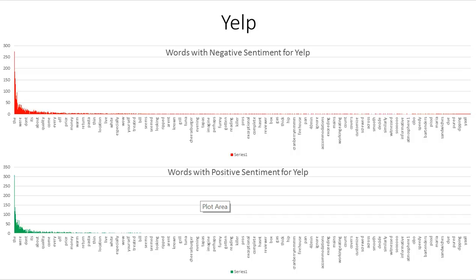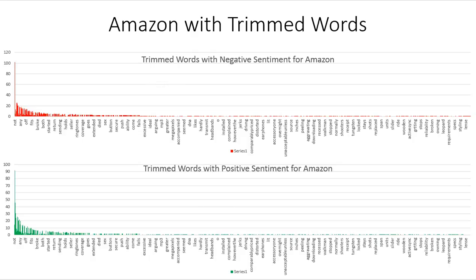Our next 3 slides of data are going to show the same negative and positive sentiment of words in each database. However, it'll be with the trimmed words, which we did by finding the minimum of the 2 of positive and negative sentiment of each word divided by the sum of the positive and negative sentiments. And then if that was less or greater than 0.3, we trimmed those words.